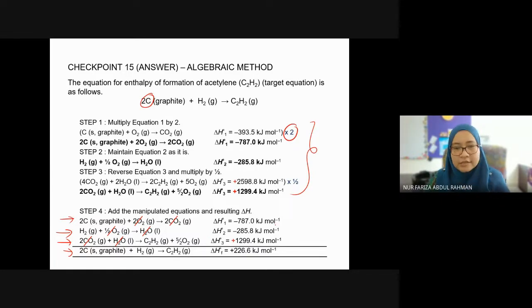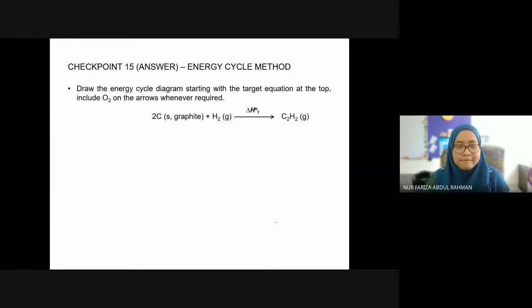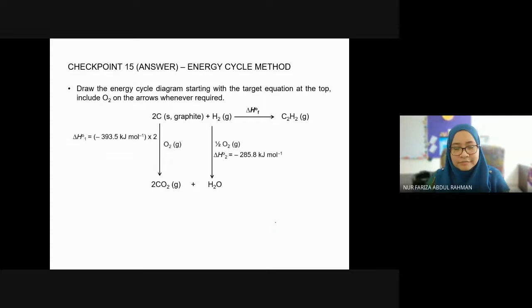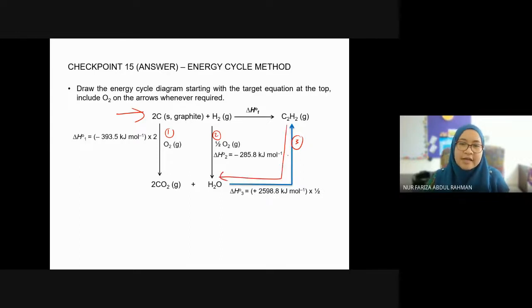Three marks. Alright. So that is for the algebraic method. Now let's look at the energy cycle. Start from here, and then they give 3 equations. So this is equation 1, 2, and 3. You need to connect them. Initially it actually points here, right? It points here. So that means you have to reverse it.